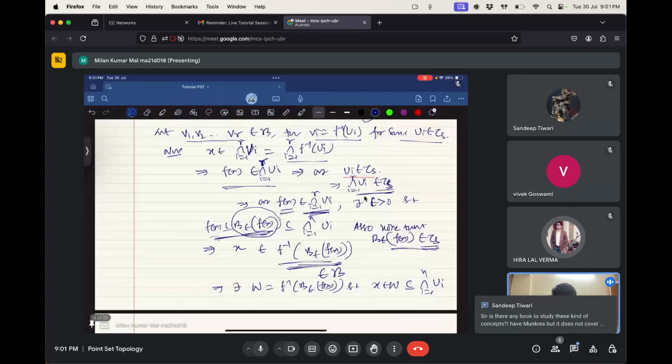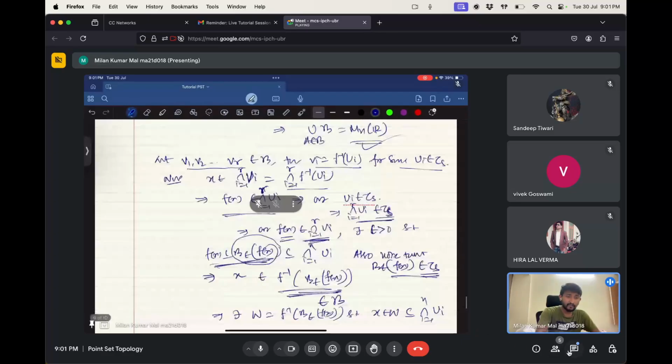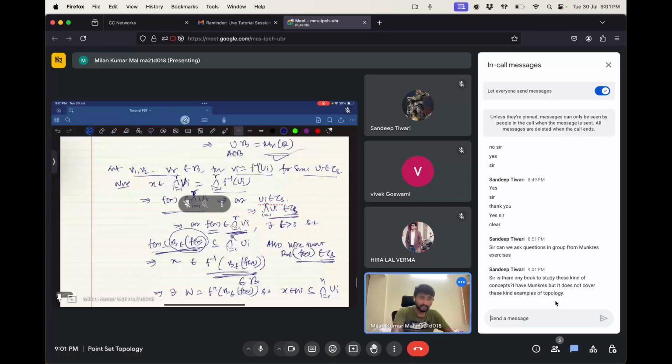And sir, is there any book to study these kind of concepts? I have Munkres, but it does not cover. Okay, that doesn't matter. Munkres is a good book. I think that is a little hard, maybe that seems to be a little hard, but that is a very good book. You try to read that book. I think that will be better.